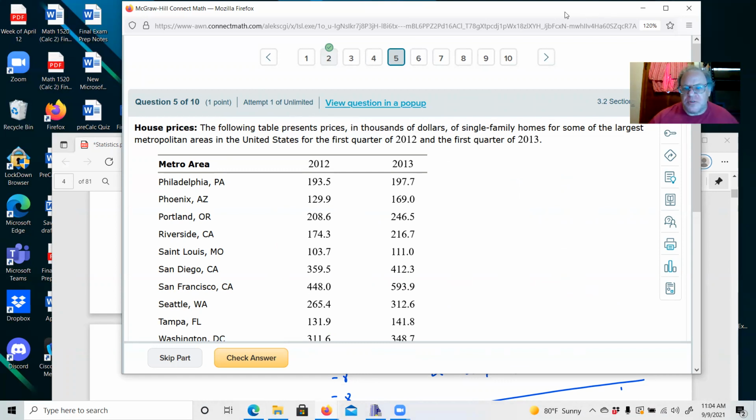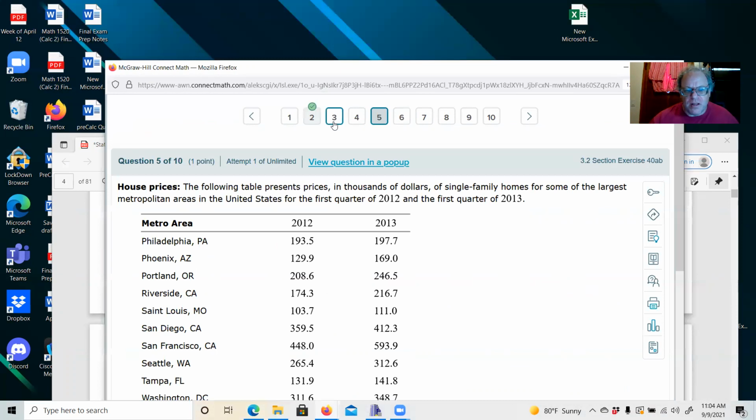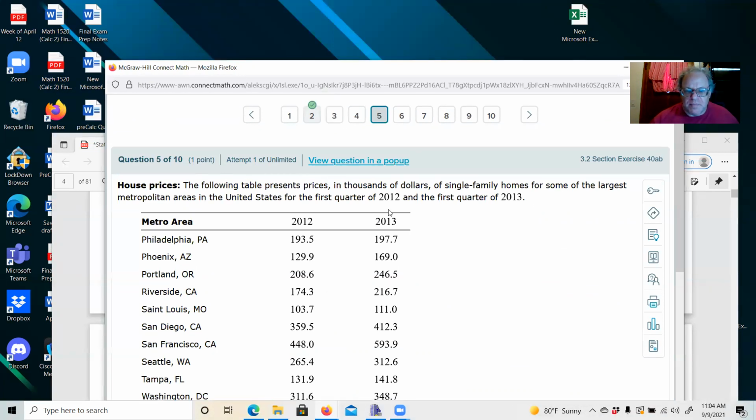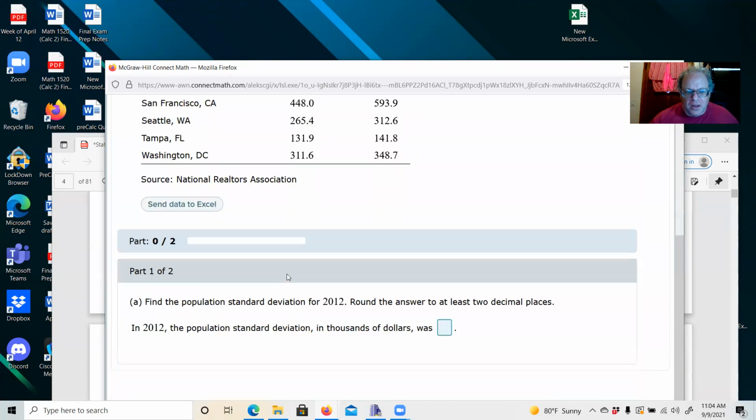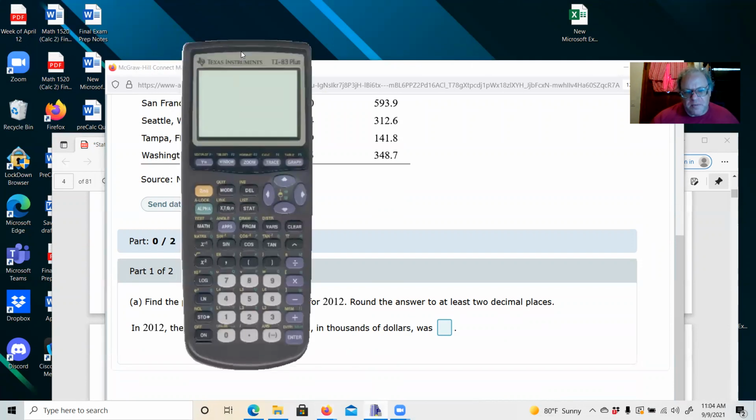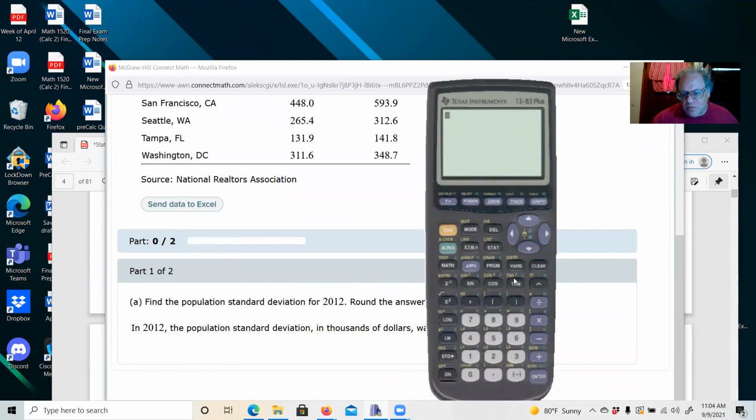So this is 3.2, exercise 5. It says here's some housing prices, right? And they would like to know, what is the population standard deviation for 2012? Round to 2 decimal places. Mostly what I'm doing this for is to give a little more reminder of how to do this in your calculator. Well, actually, we're going to hit stat.